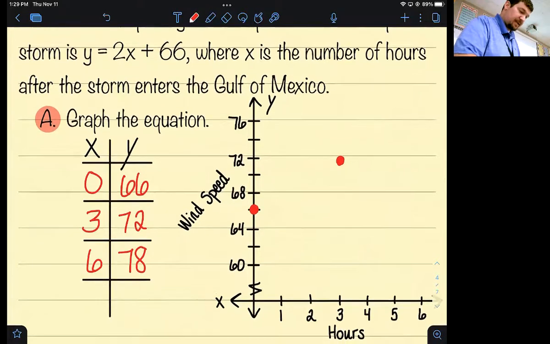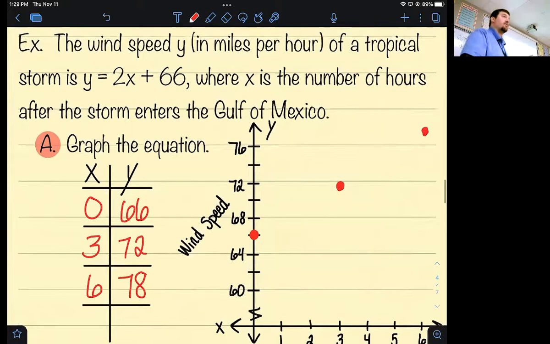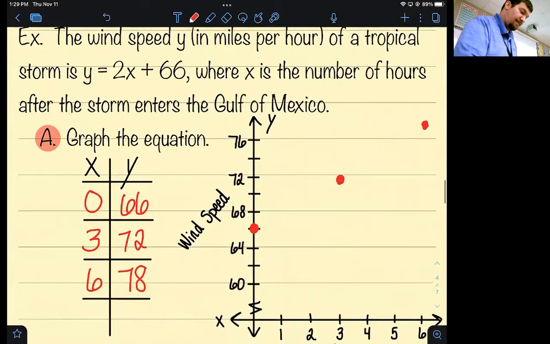So graph 6, 78. Now 78 is not on the graph, so use your best judgment. Again, our graph is counting by 2s, so it'd probably be up in this area here. Also, because I know the graph is linear, I know that it should form a line, and ours does. So go ahead and graph the line.